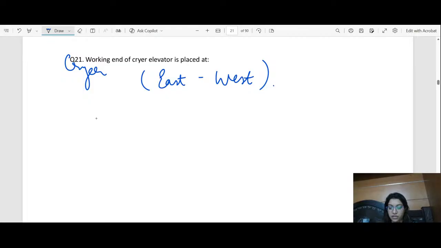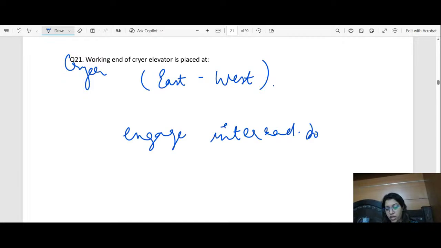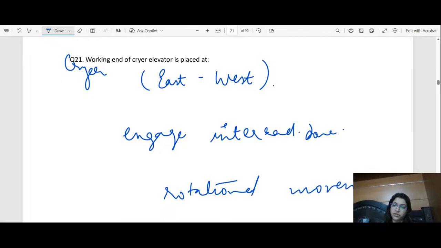the sharp edge is introduced into the depth of the socket and engages the interradicular bone and the remaining root. Rotational movement is used. Okay, we come to the next question.